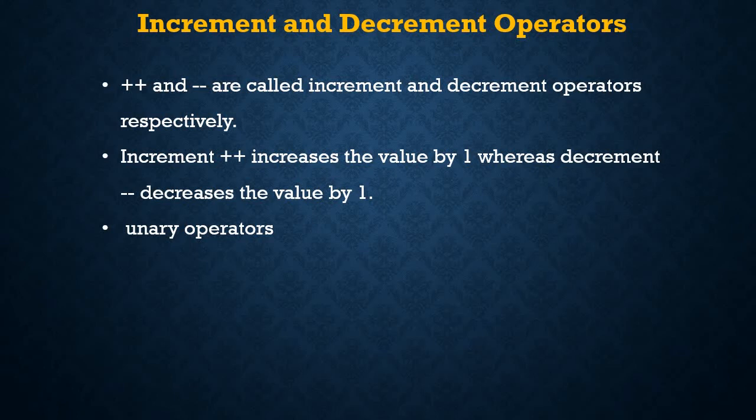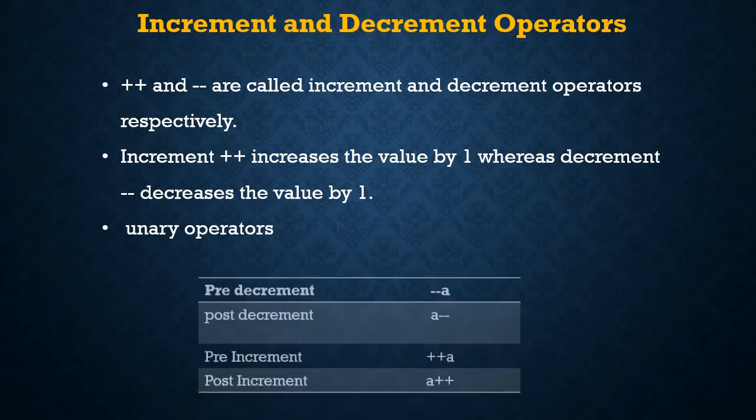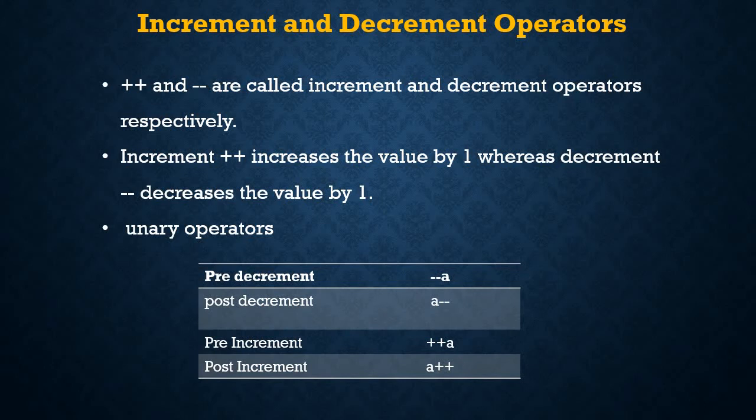Increment and decrement operator. The name itself implies it is for increment, that is addition purpose, and decrement is for decrementing purpose, that is one value step down. So plus plus, minus minus are called the increment and decrement operators respectively. Plus plus increases the value by 1, whereas minus minus decreases the value by 1. And this is the one which we call a unary operator, as we have only one operand for the operator. For other operators, we'll have at least two operands.